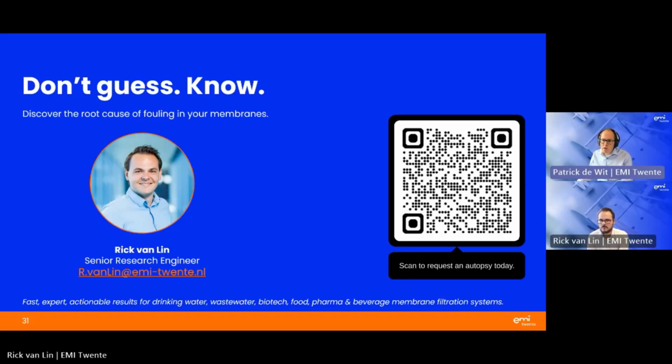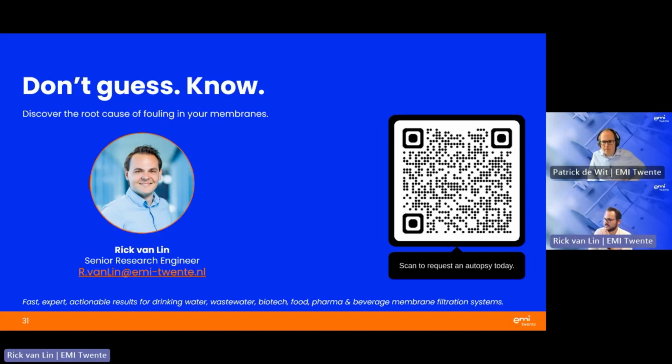One other question is, how do you make sure that the deposit that you collect from the membrane really represents the deposit? Because there could be different kinds of fouling, for example, biofouling, scaling, inorganics, along the length of the membrane, but also on different layers of the spiral wound.